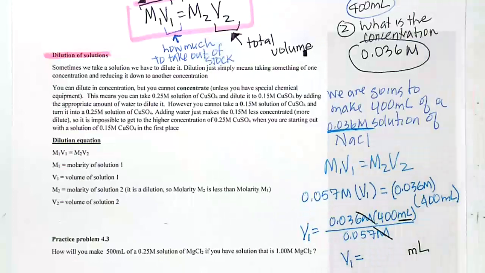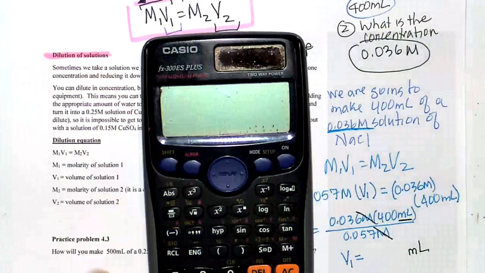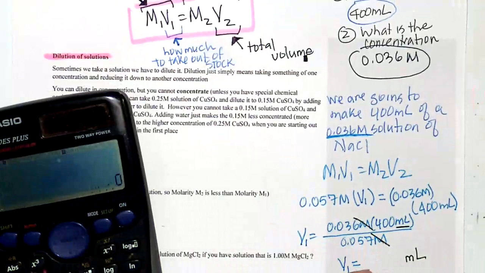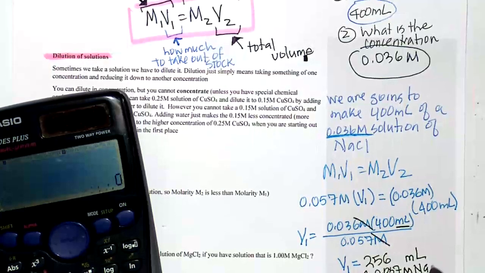So 0.036 times 400. I got 252.6. Let's make it 253. I don't think I can measure 0.6 out of this. So 256 milliliters of 0.057 NaCl. Is this our answer? This is not our answer.